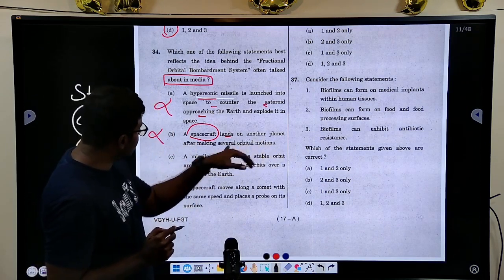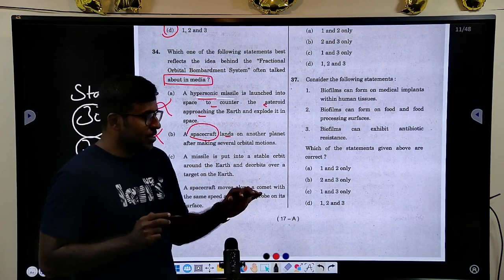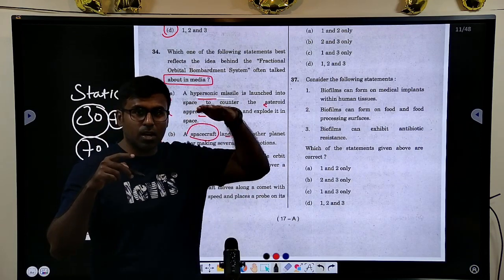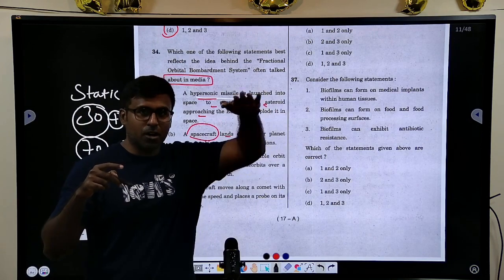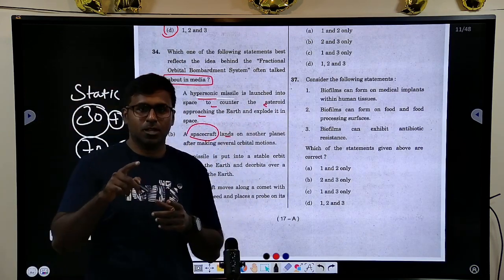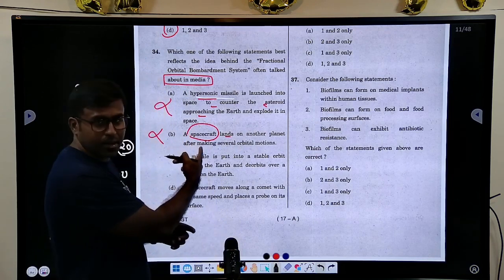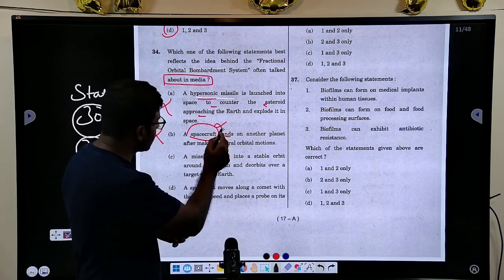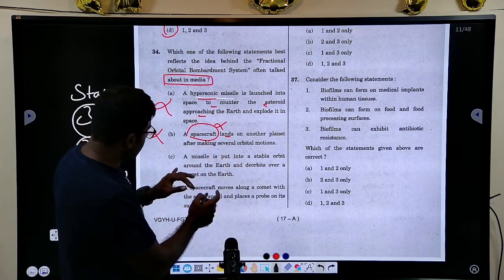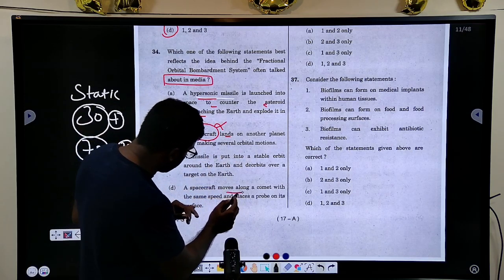Spacecraft lands on another planet after making several... See, spacecraft, not the orbital. Spacecraft, they say. See, we have not been able to establish it. The rover is different, the spacecraft is different. Okay? This is wrong. That is what I said, this is not Inception, that is the next movie, a Christopher Nolan movie. Spacecraft moves along the comet with the space.